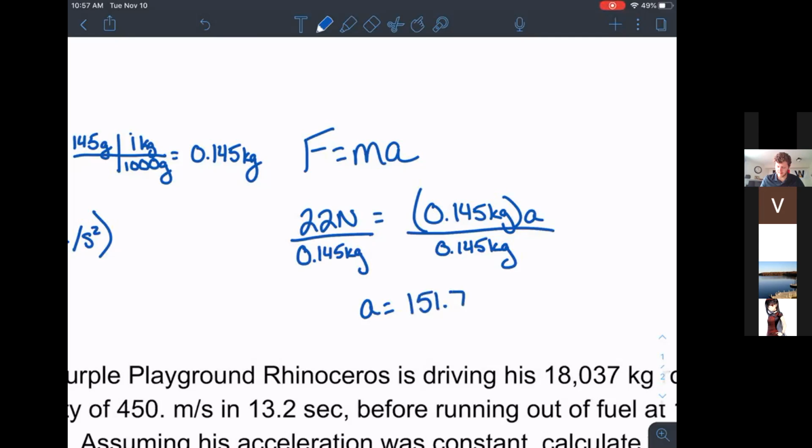$151.72. Do we need sig figs? You tell me, do we need sig figs for this problem? Yes, we do in fact need sig figs any time we do math in physics class. So what is our acceleration going to be? 150. 150.